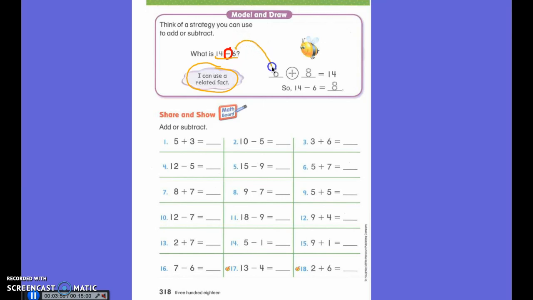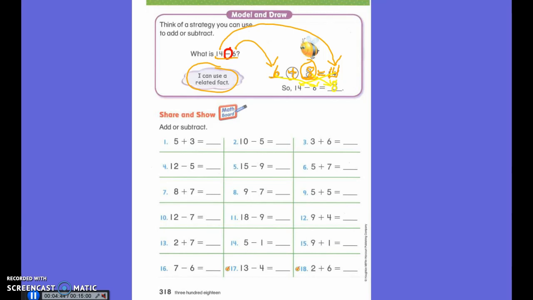So I'm going to start with my 6 plus, I don't know my number yet, but I do know that it equals 14 because it gives me the answer. So I'm trying to find this number here. 6 plus what equals 14? I know by looking at the family that 6 plus 8 equals 14. So now I've used my 6, I've used my 14. I know that my answer now is 8. 14 minus 6 equals 8.